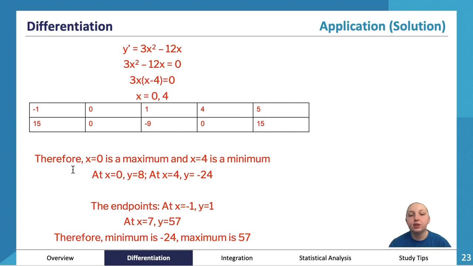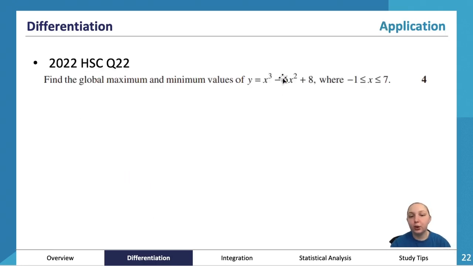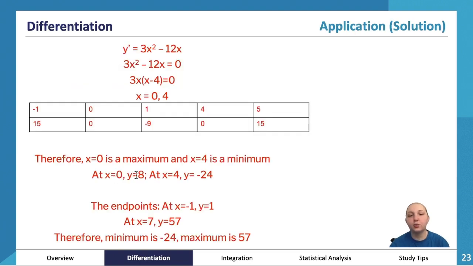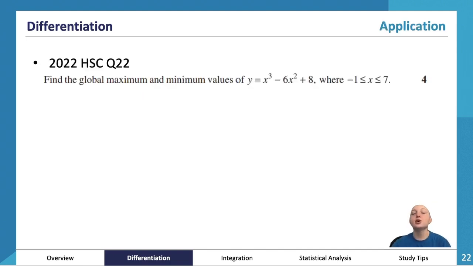number. So then in order to find the actual points, we find, at x equals 0, substitute 0 back into your original equation in order to find the y coordinate that matches it. So you've got at x equals 0, y equals 8, at x equals 4, y equals negative 24. However, for 4 marks, you should recognize that that is not all you're going to need to do, okay?